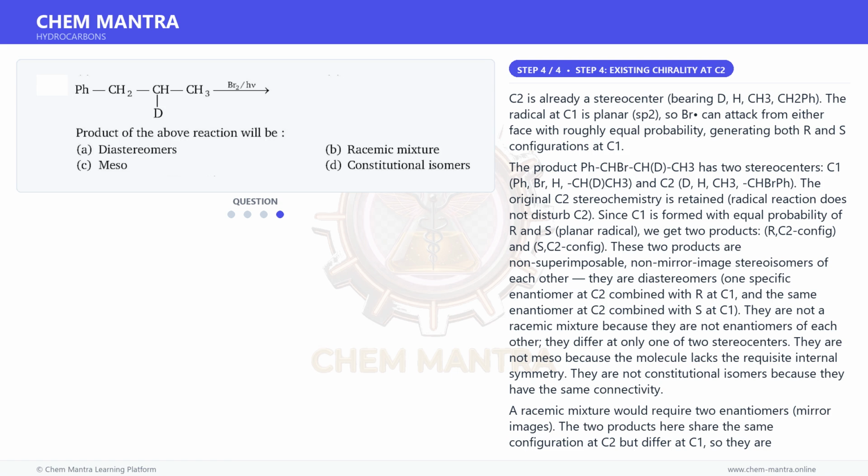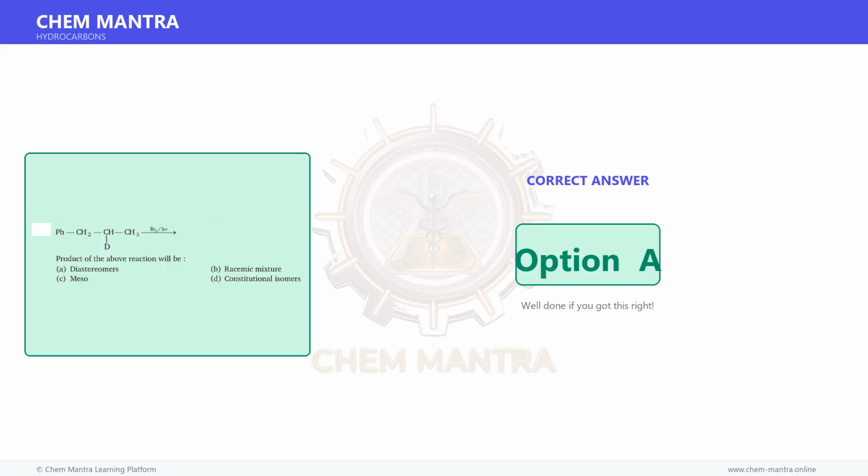They are not meso because the molecule lacks the requisite internal symmetry. They are not constitutional isomers because they have the same connectivity. A racemic mixture would require 2 enantiomers, mirror images. The 2 products here share the same configuration at C2 but differ at C1, so they are diastereomers, not enantiomers. Meso requires an internal plane of symmetry. The presence of deuterium and the unsymmetrical substitution pattern prevents this. Therefore, the correct answer is A. Therefore, the correct answer is option A.